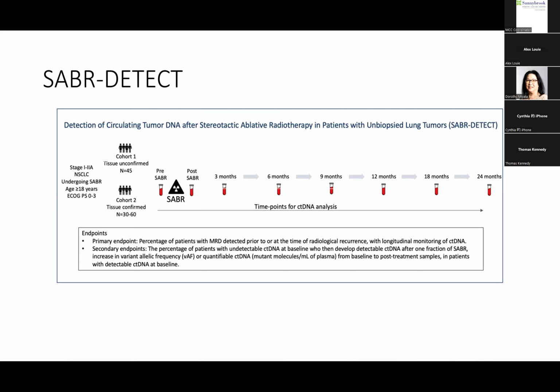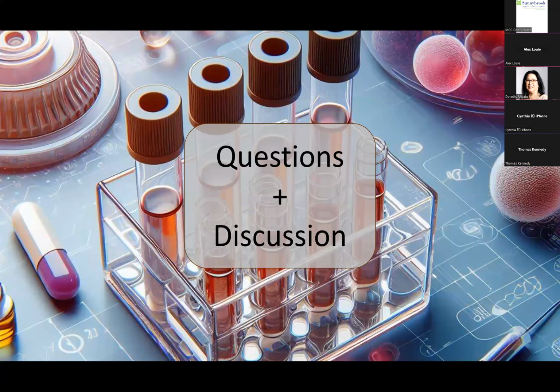So this study is open to any patient with or without tissue-confirmed biopsy from lung cancer who will be undergoing stereotactic radiation. They require ctDNA samples at their baseline, after the first stereotactic treatment, and then during follow-up. So that's it for what I have prepared. I'd like to open the floor to any questions or any additional discussion in regards to this interesting topic.